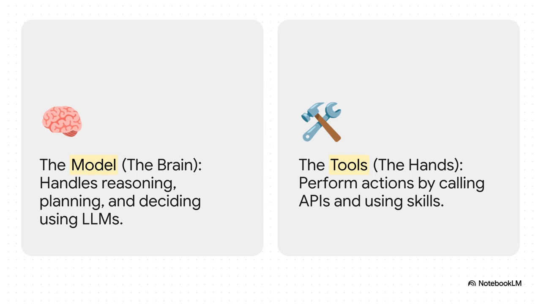It's this idea of 2 strands of DNA, right? You've got one strand, the model, which is the brain. It does all the thinking, planning, and deciding. And you have the other strand, the tools, which are the hands. They perform the actual actions. Strand Agents is the magic that weaves those two together.